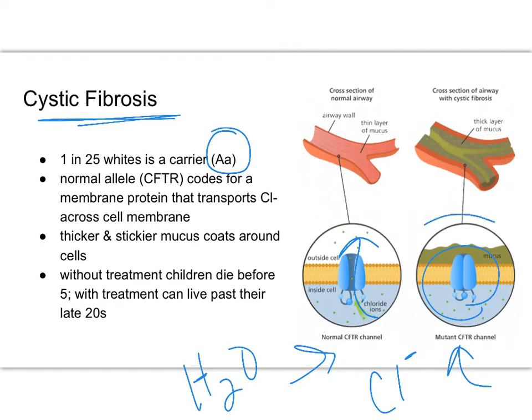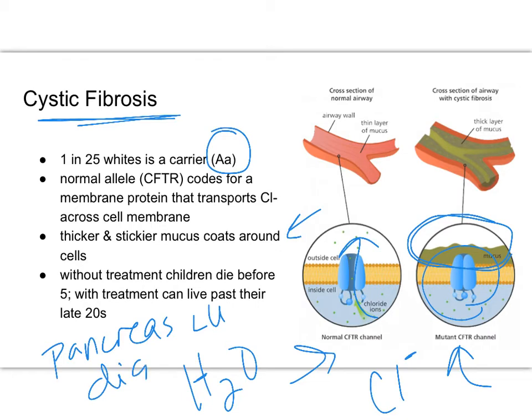And the result is the mucus on the outside of the cell gets really thick because it's not being thinned out by the water. So it gets really thick, it gets really sticky. Okay, so we get this thicker, stickier mucus coat around the cells. And that will build up in certain organs. It'll build up in their pancreas. It'll build up in their lungs. It'll build up in the digestive tract.